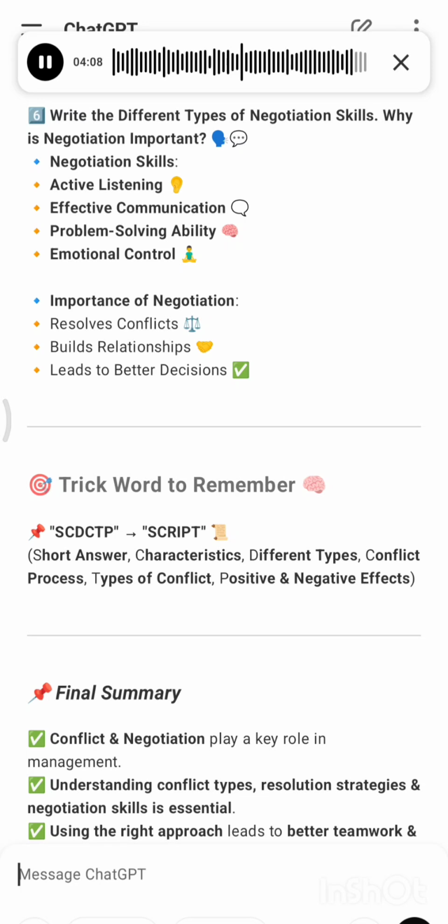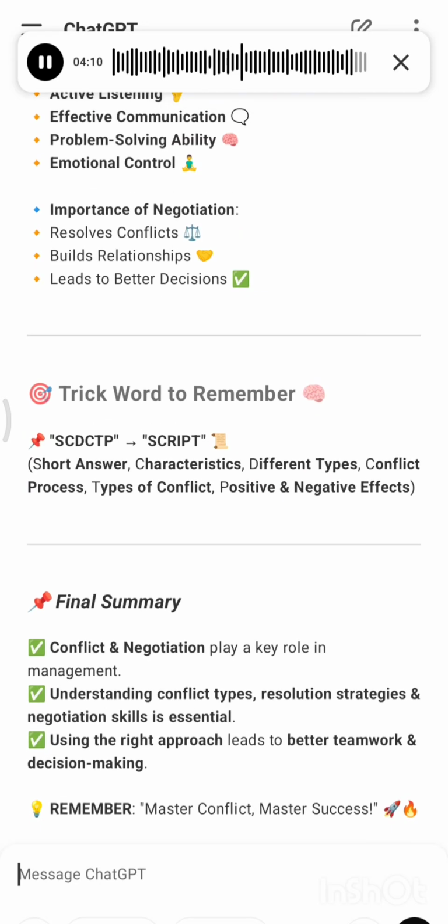Final summary: conflict and negotiation play a key role in management. Understanding conflict types, resolution strategies, and negotiation skills is essential. Using the right approach leads to better teamwork and decision-making. Remember, master conflict, master success.